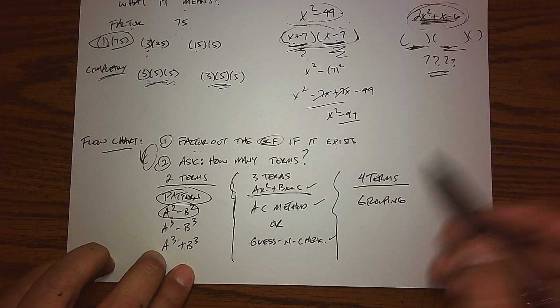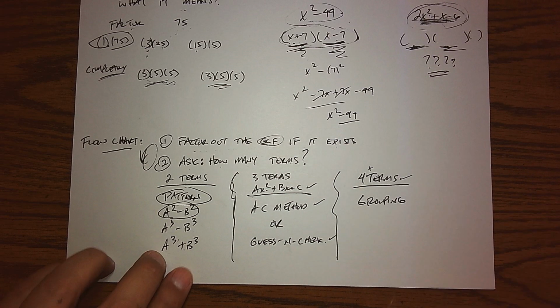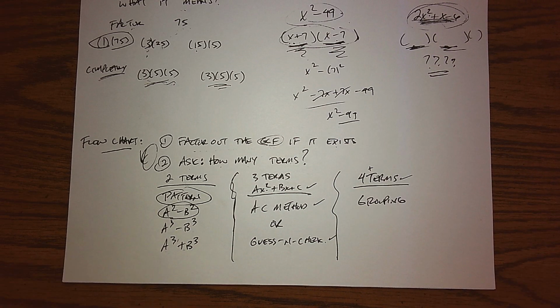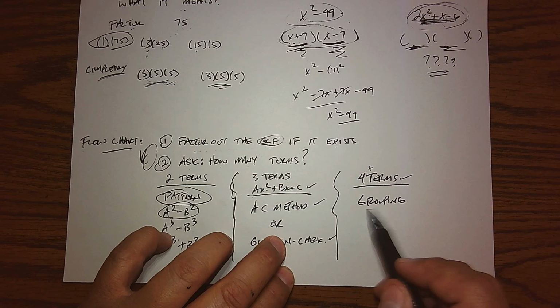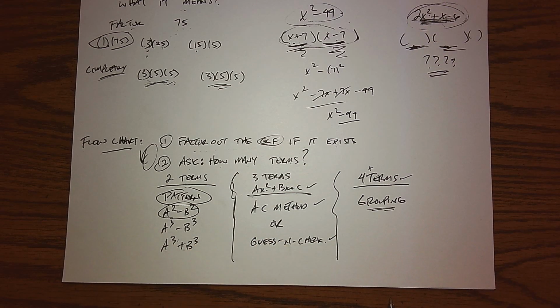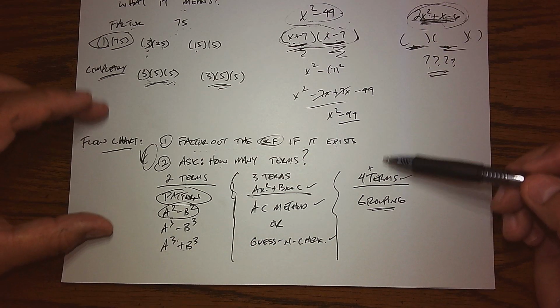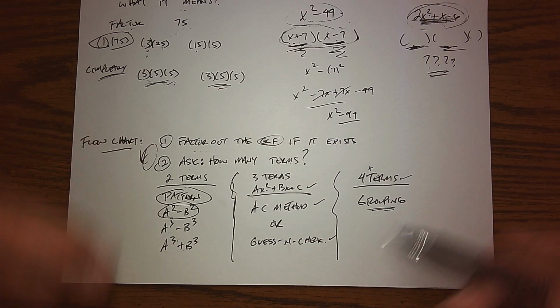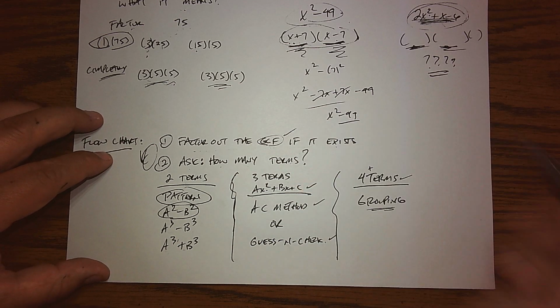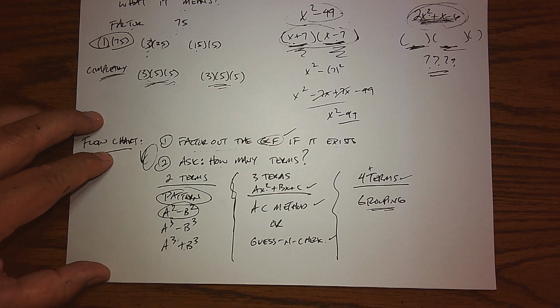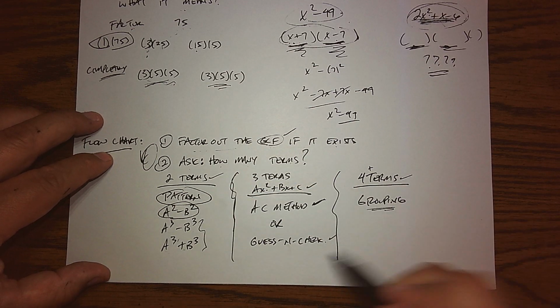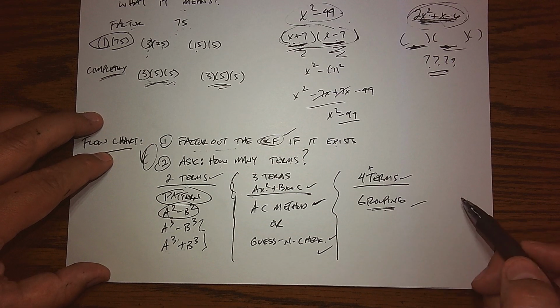All right, and then last but not least, if we have 4 or more terms, right, 4, 5, 6, whatever, then the technique we're going to use is grouping. And so you're going to see this over and over and over again. Of course, my job now is to tell you, well, what is a GCF and how do we factor it out, right? What are these two new patterns and how do I use them? What in the world is the AC method and guessing and checking, and what is grouping?